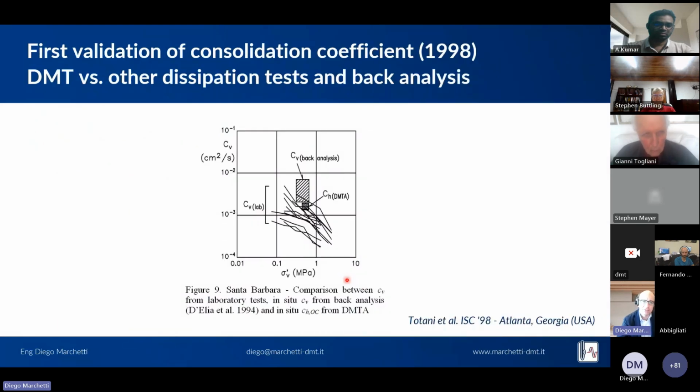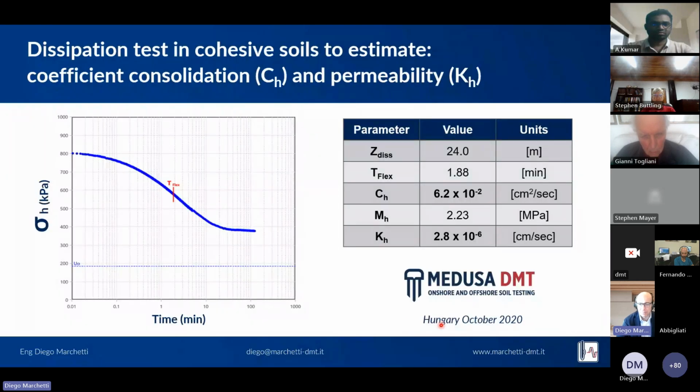The first evaluation of the consolidation coefficient with the DMT was experimented and published in 1998, showing a very good agreement between CH from DMT, CV in lab, and CV after the back analysis in a real project. You can read the publication in this reference.